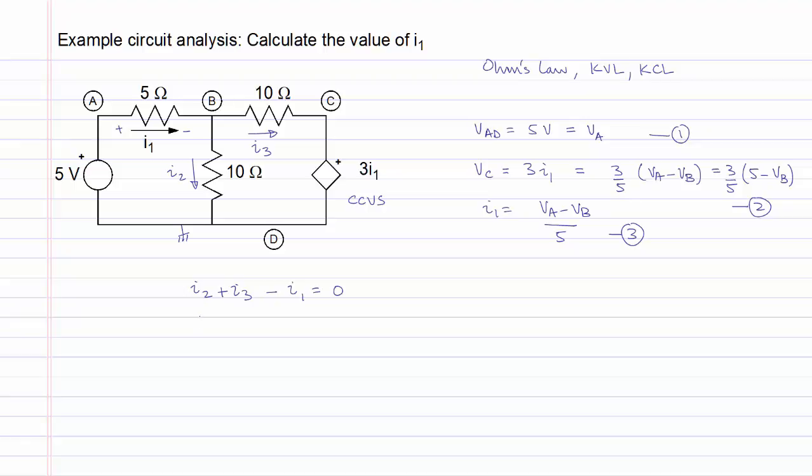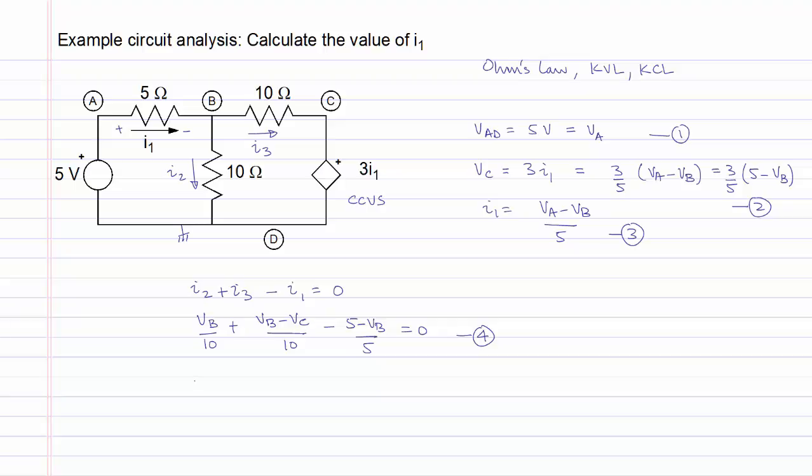The current I2 will be equal to VB divided by 10 ohms. The current I3 will be equal to (VB minus VC) divided by 10 ohms, and the current I1 will be equal to, as computed before, (5 minus VB) over 5 ohms. This gives us another equation that relates VB and VC, and along with equation 2, we should be able to solve both of these equations for both VB and VC.